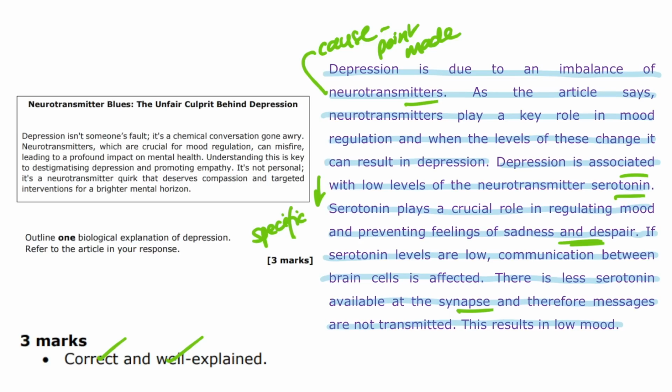Also note that there is direct reference back to the article. In that second sentence, as the article says, neurotransmitters play a key role in mood regulation. It takes a small snippet, a small quote from the article, and then extends it and embeds it into the response.